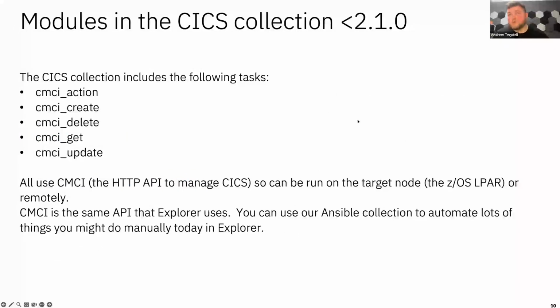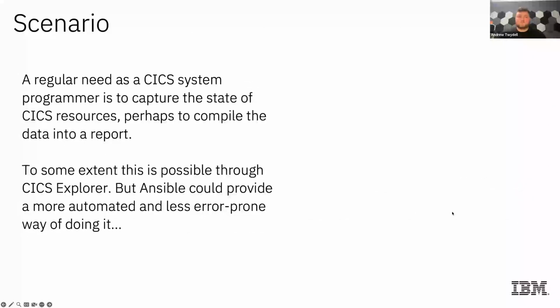So the first half is the CICS CMCI tasks. They're available in all versions less than 2.1, which will be clarified later by Drew when he talks about more than or equal to 2.1. And they use CMCI on the target nodes, so on z/OS.